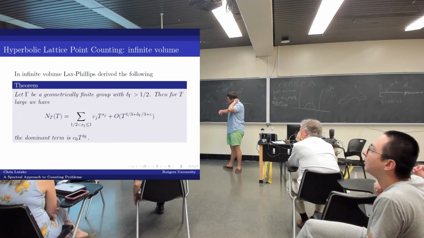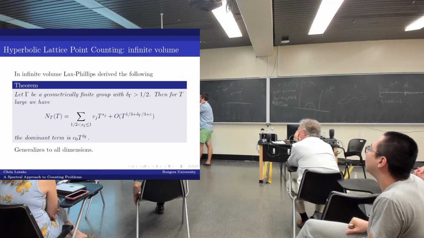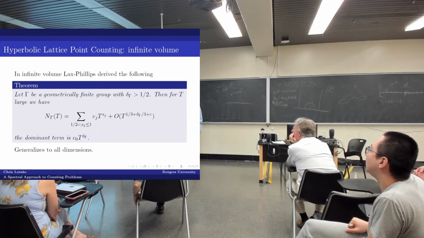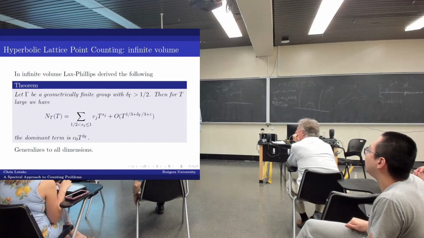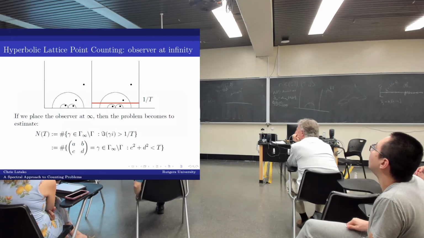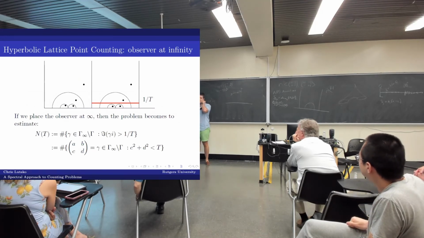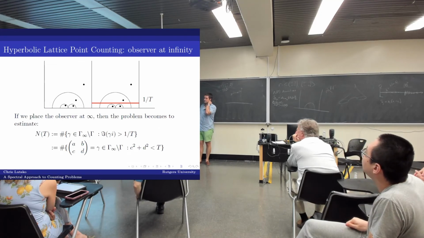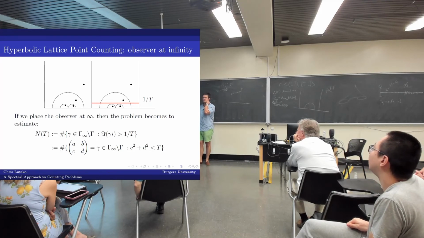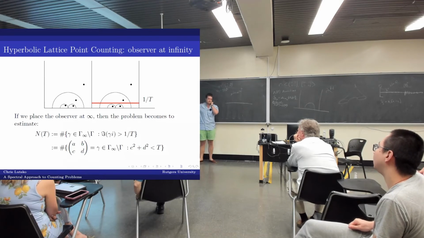One slight modification of this problem is what if your observer is a geodesic, anything else? In which case you're counting points that lie above a line. This is meaningless if your line extends everywhere. So we need to mod out by the stabilizer. So we're only going to count points in the strip. And now you're counting c squared plus d squared less than something, whereas before we were counting a squared plus b squared plus c squared plus d squared.